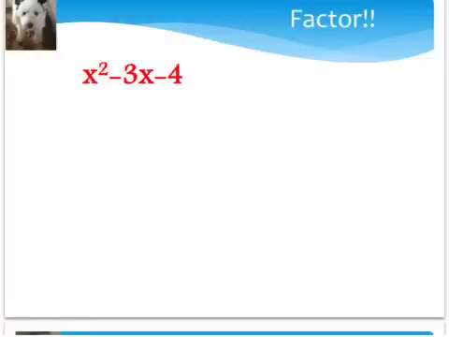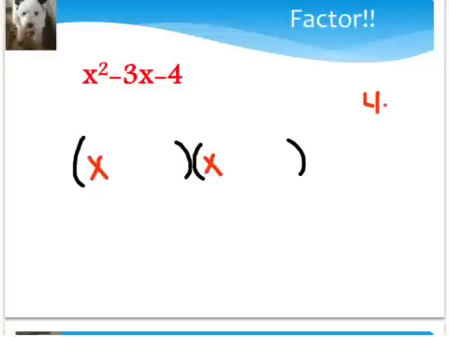Once again, we draw our parentheses. I need the factors of x squared, so that's x and x. I need the factors of 4, so that's 4 and 1, 2 and 2. I need those to add or subtract to give me 3, so the ones that work are 4 and 1. This sign tells me different signs, biggest product negative.